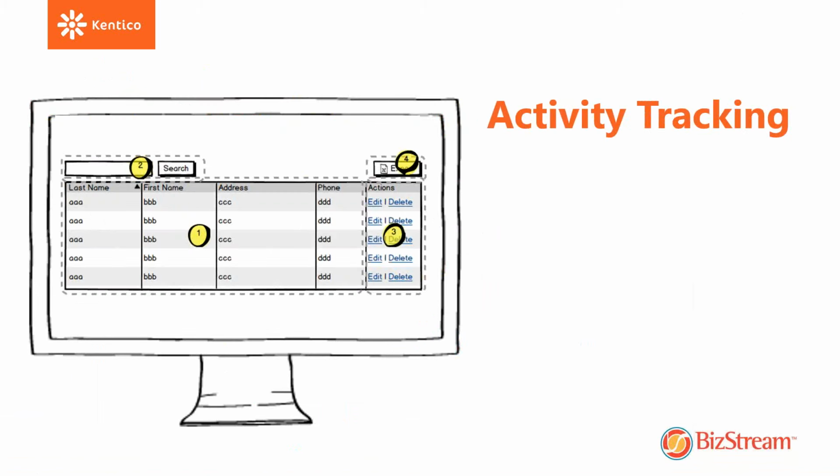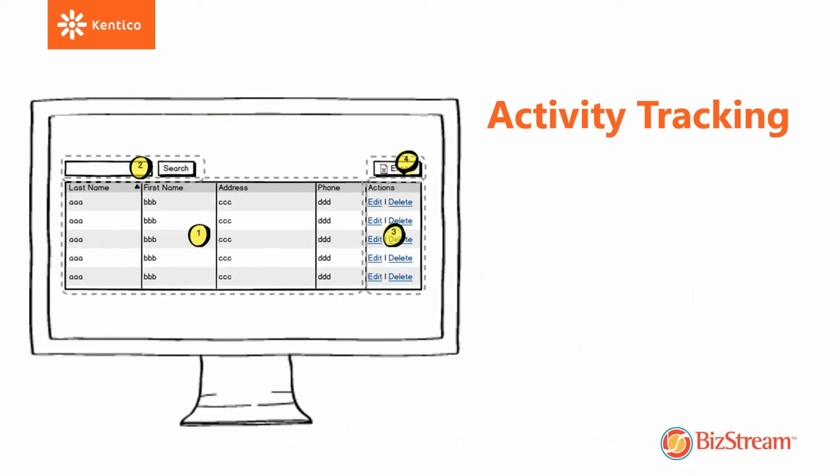So that's it for web analytics. We're going to move on to some more interesting stuff, in my opinion. The next building block of the feature set of Kentico's online marketing solution is activity tracking. Activity tracking allows you to get a deep level of insight into the behavior that your website visitors are taking on the site.